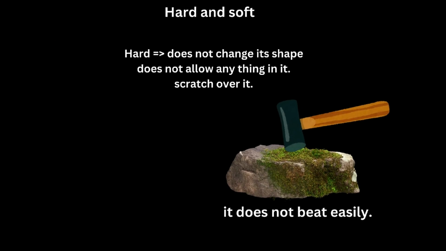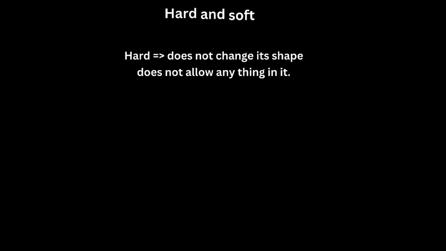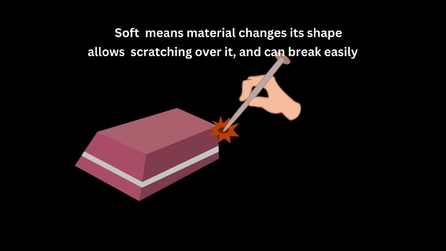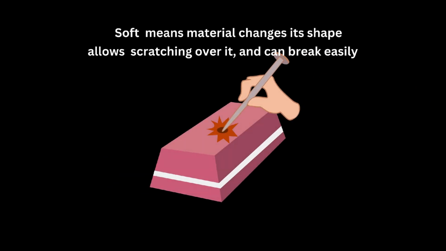When it comes to hard or soft, if an object is hard, it does not change its shape. It does not allow anything to go into it or scratch over it. It does not break easily. If an object is soft, the material can change its shape, allows scratching over it, and can break easily.